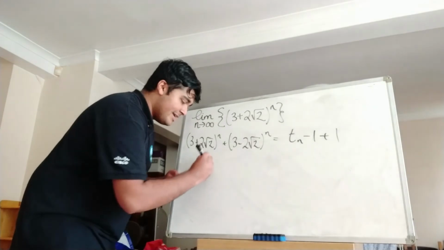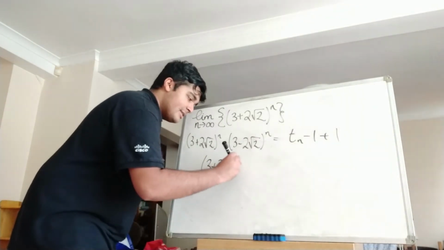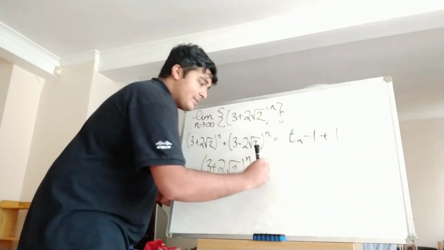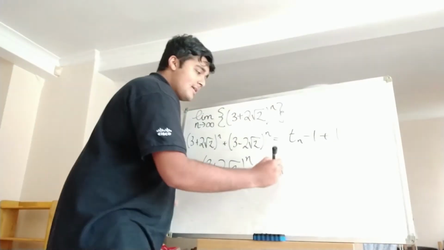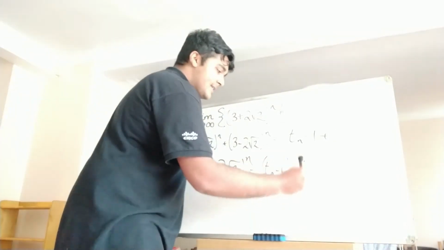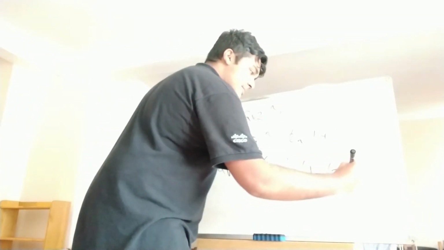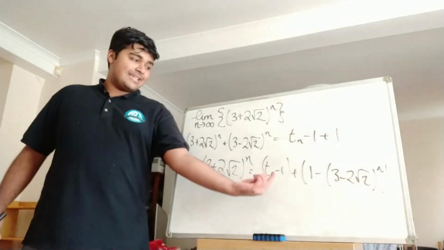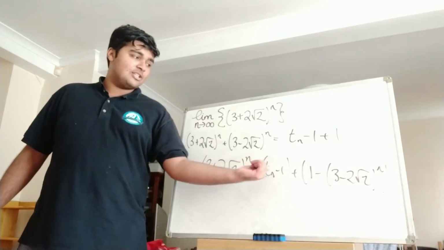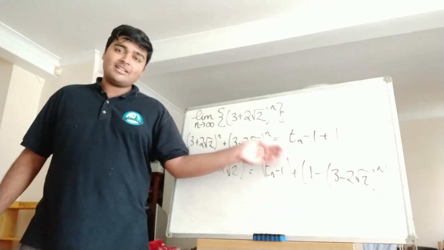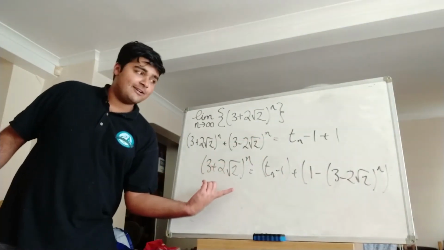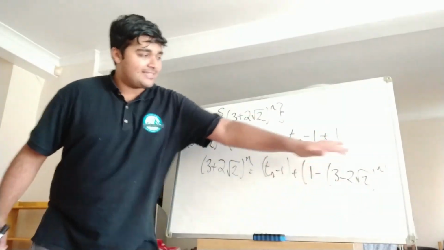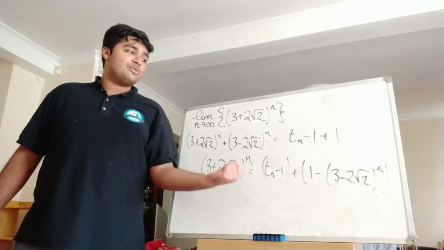So I get that (3 + 2√2)^n is equal to (t_n - 1), which I'm going to put in brackets, plus 1 minus (3 - 2√2)^n, like so. Now t_n is an integer, so t_n - 1 is an integer. So we're not really worrying about this guy because we only want to consider the fractional part of this guy. We're only really interested in this thing here, 1 - (3 - 2√2)^n.